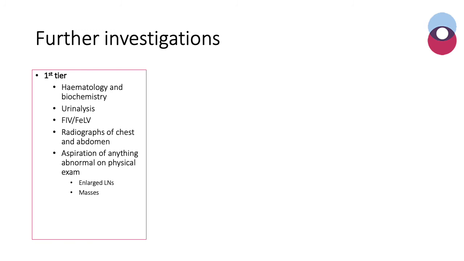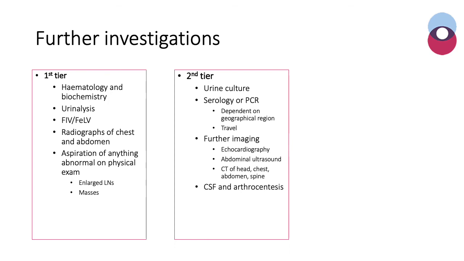However, if you don't find anything at all, maybe then do a bit more advanced investigations. That might include urine culture, again, depending a little bit on what you think is happening. Basically because some animals might have subclinical bacteriuria. But in these cases, if you do find bacteria in the urine, you might be more concerned that this is actually a true pyelonephritis, and therefore a urine culture might be sensible to do. You might want to do serology or PCR depending on the geographical region or travel.